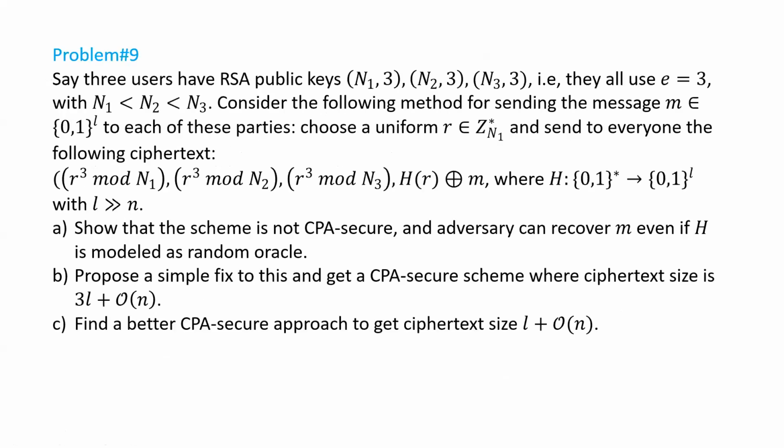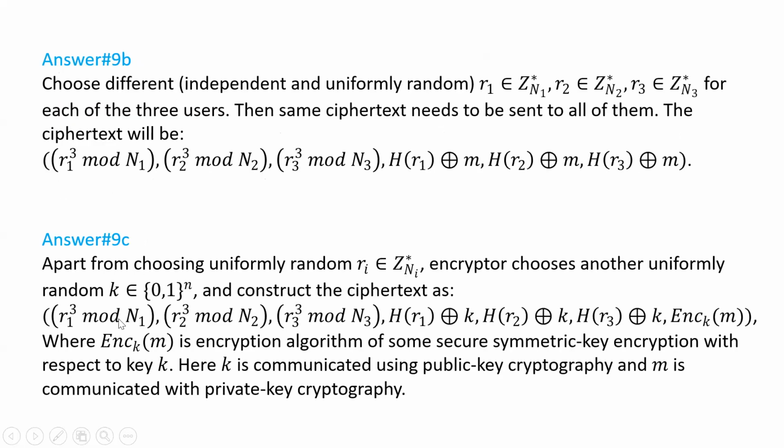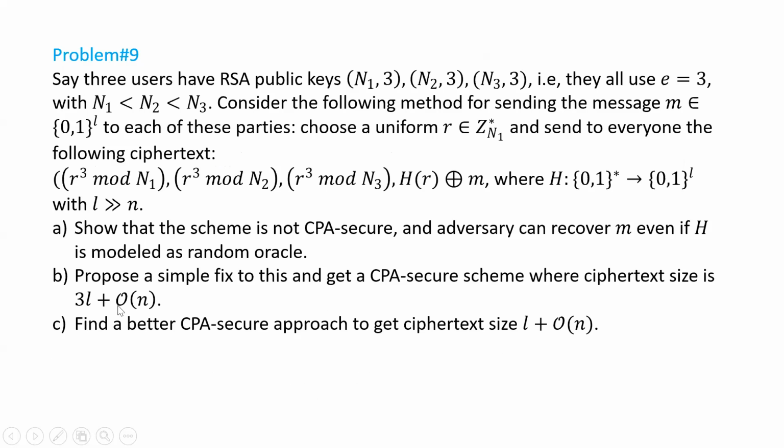Now, the third part of the question was to also check the ciphertext size. As there are three L-length binary strings as the three components, all of them have length L because the hash function maps the output to an L-length binary string. So this gives us 3L, and N being much less than L, the remaining components we can just represent as order of N. So the size is actually 3L plus order of N in the second case.